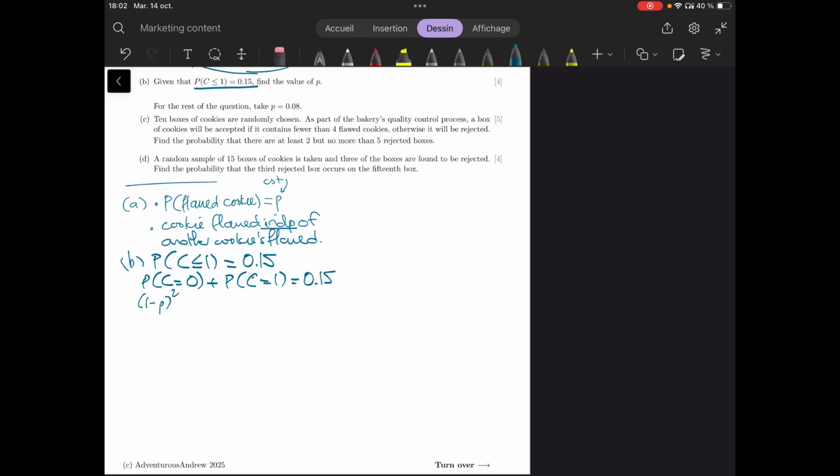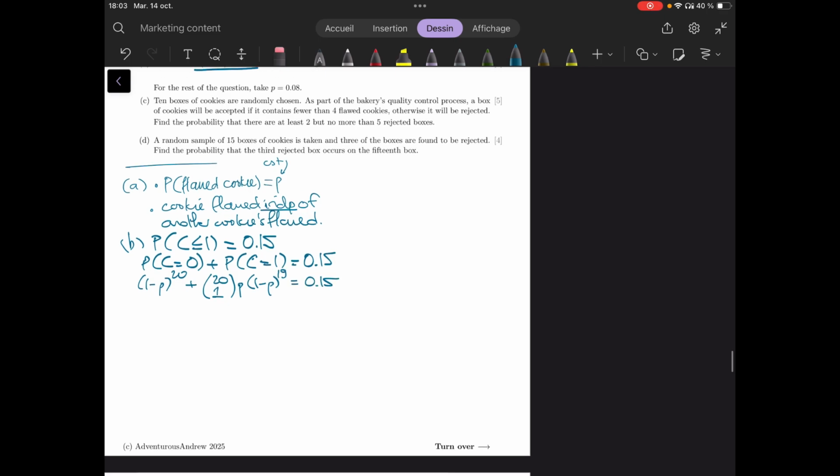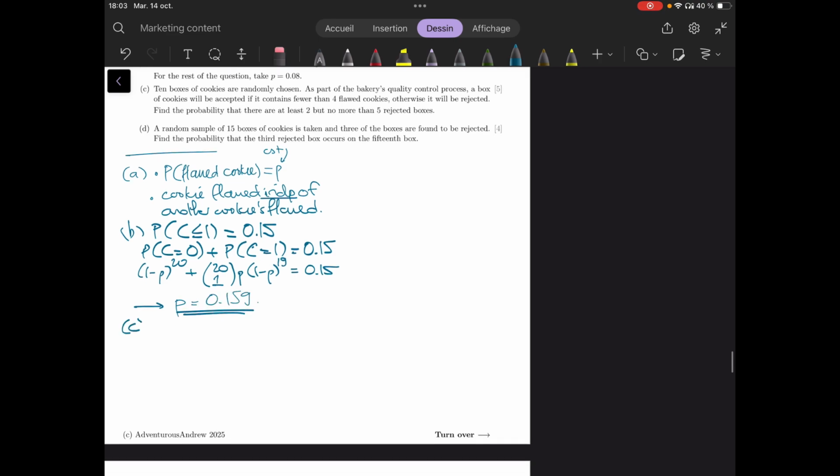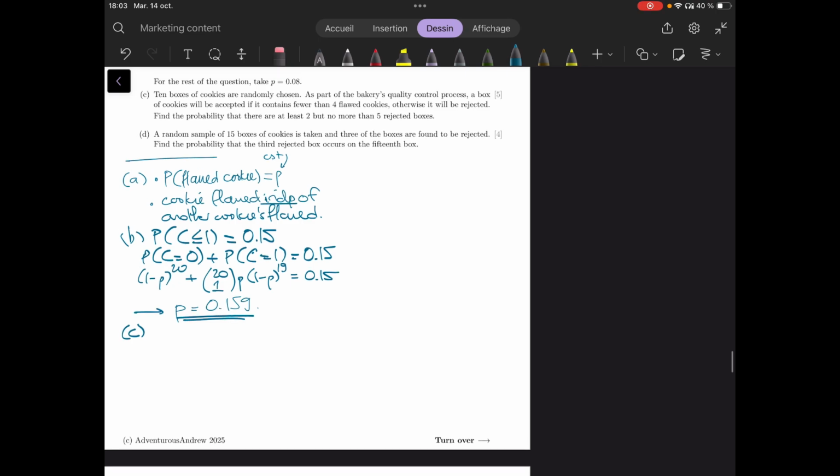No flawed cookies whatsoever. That's 1 minus P to the power of 20. One flawed cookie out of the batch. That's 20 choose 1, P times 1 minus P to the 19, is 0.15. And here we can solve the equation using your GDC. So P should be equal to 0.159.